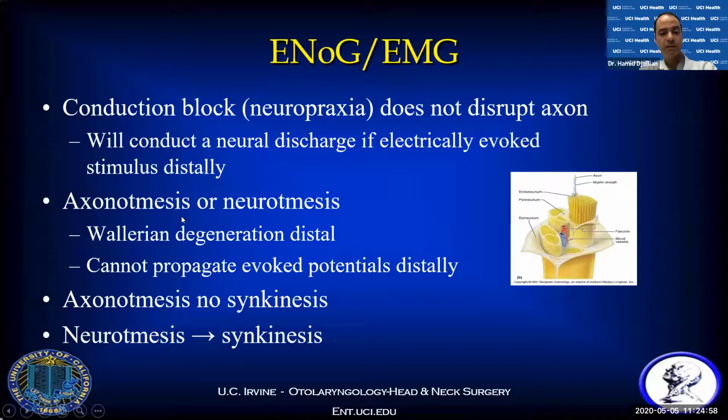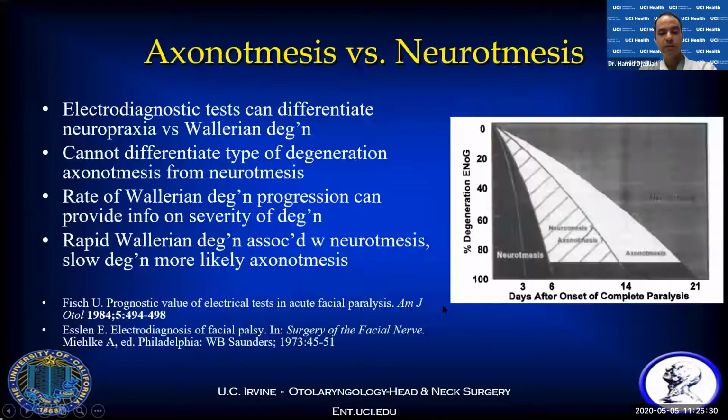So if there is a disruption to the axons, or there's neurotmesis, then there's going to be Wallerian degeneration, and then potentially you will get really no function. Initially, you're going to get fibrillation, and then if that continues forever, eventually you're going to lose the neuromuscular junction, and you will get electrical silence on your EMG. So we talked about these already. Neurotmesis is going to cause synkinesis, axonotmesis will not.